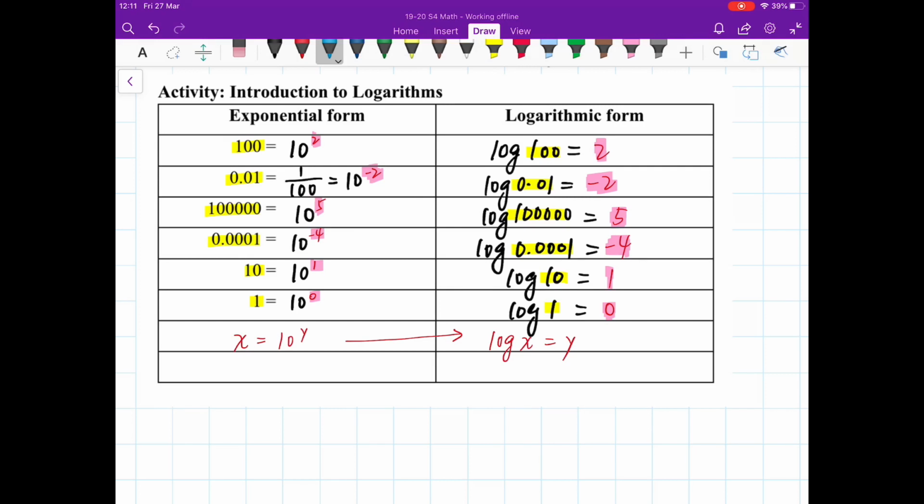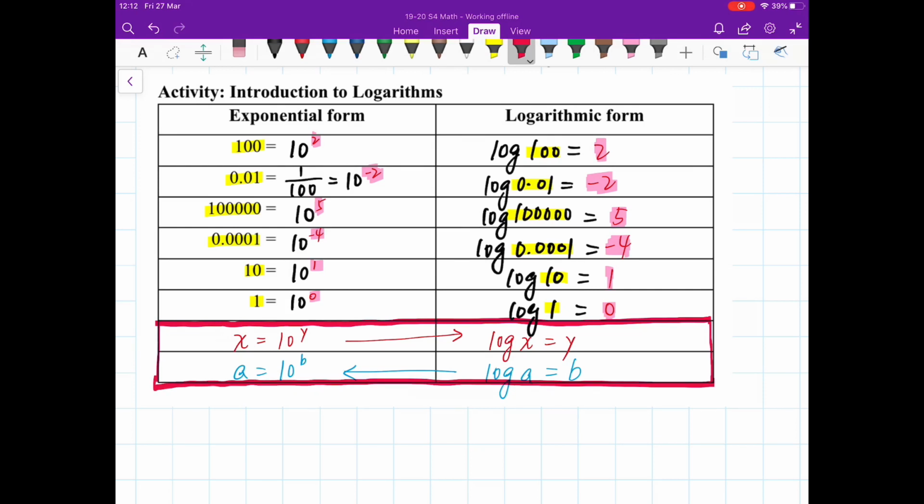Similarly, if we start with the right column, that is, if it is given that log a equals b, how can we get back the result of a? So a must be equal to 10 to the power b. And this is the relation that we can draw from this activity. So please put a red box for this important result and then put 2 stars for it.